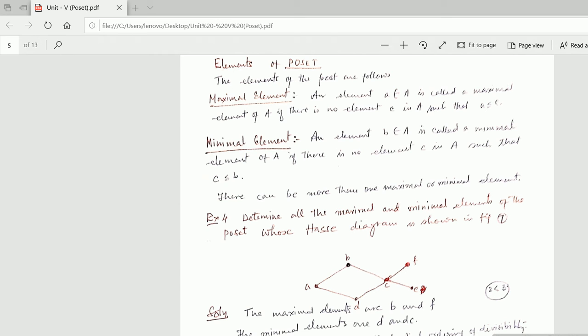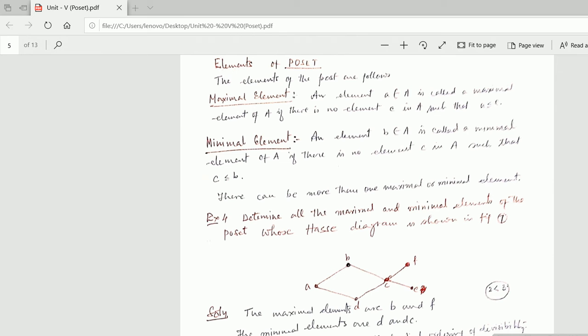Dear students, in the previous lecture, I discussed posets, their definition, Hasse diagrams, etc. Now we will start with the elements of a poset. The elements of the poset are as follows.